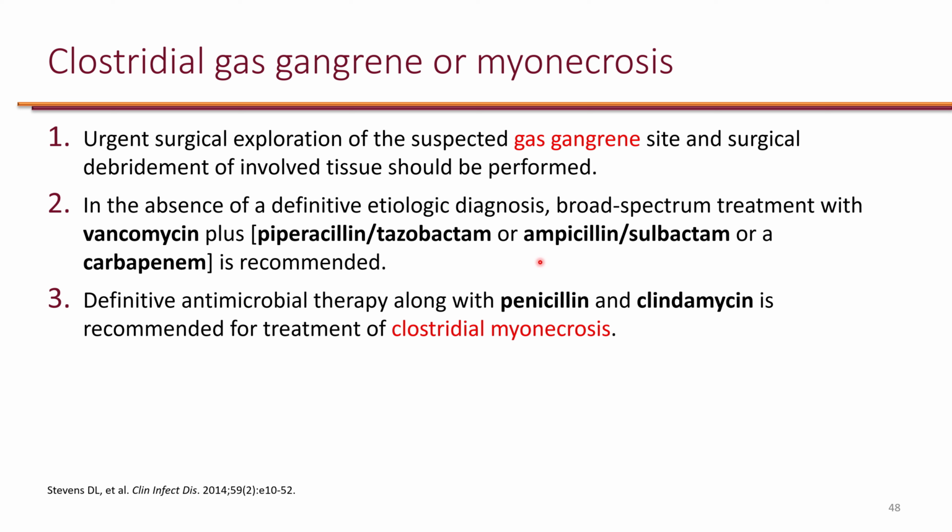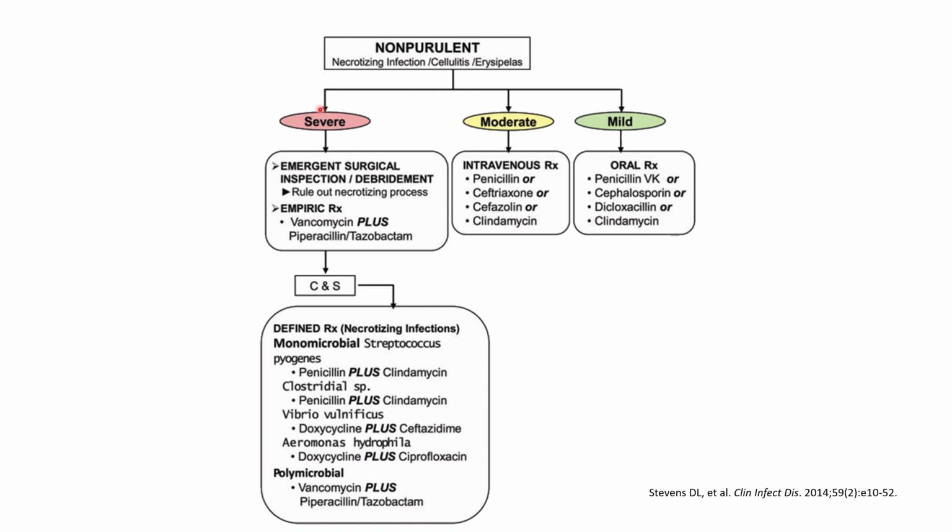We do want broad spectrum empiric treatment, so we don't mess around. So vancomycin plus something that has anaerobic coverage, so piptazo or ampicillin-sulbactam or a carbapenem are recommended. And definitive treatment, once it's confirmed that it's clostridial myonecrosis, is penicillin plus clindamycin. And here's a slide from the guidelines. This is a figure from the guideline for non-purulent infections, which includes necrotizing fasciitis, right?